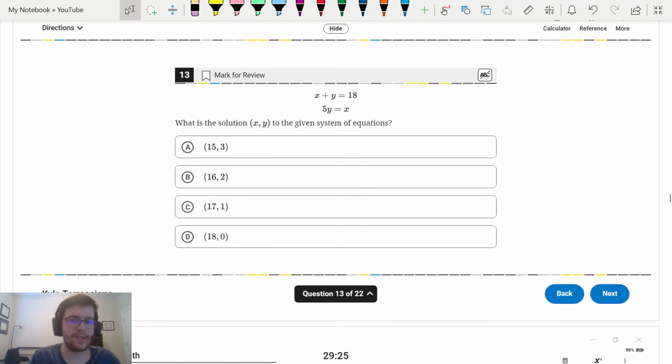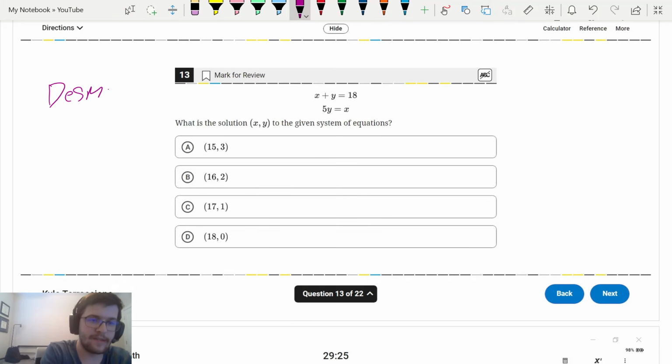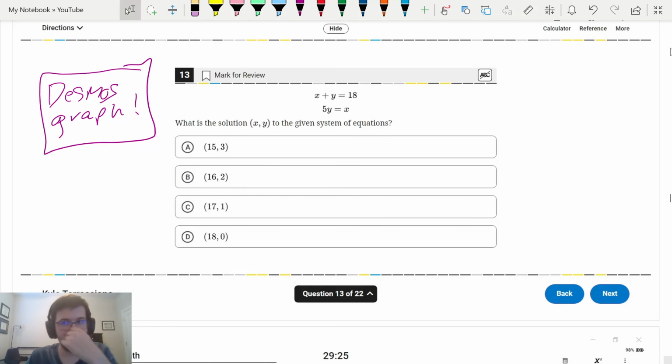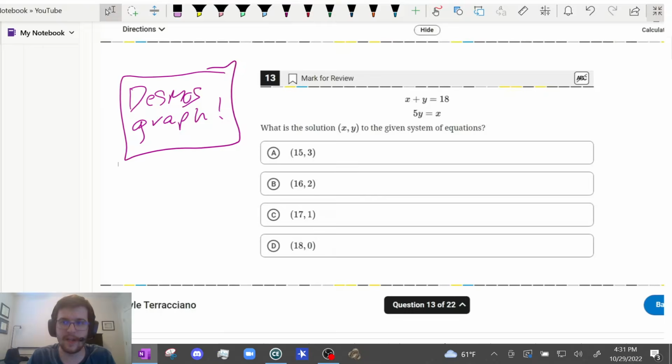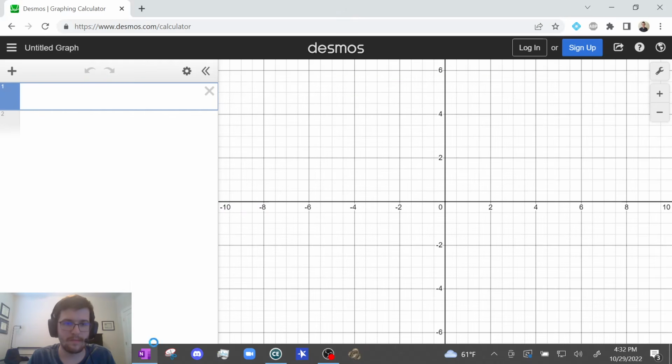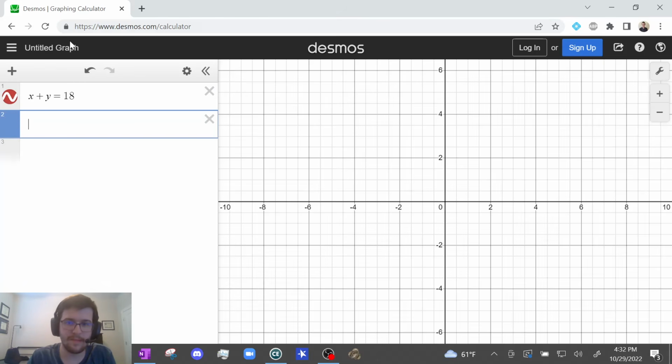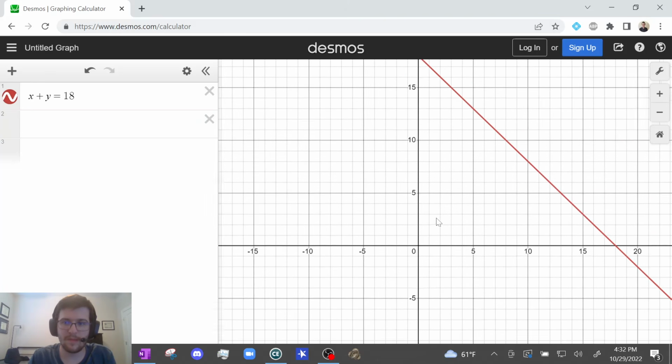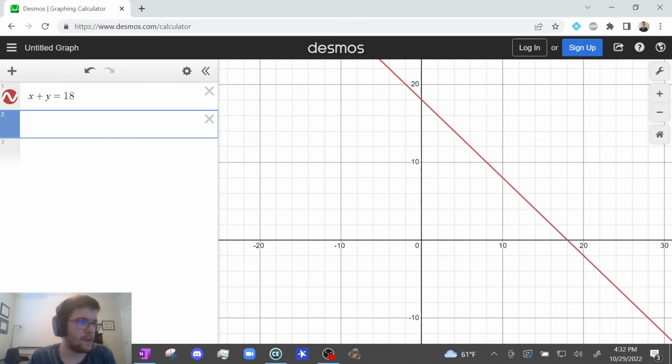All right, this one is great for Desmos. System of equations. Oh my God, we just plot it and we get the answer. That's it. So let's do that. So x plus y equals 18. You don't even need to get y by itself on Desmos. It just does it. Okay. And 5y equals x.